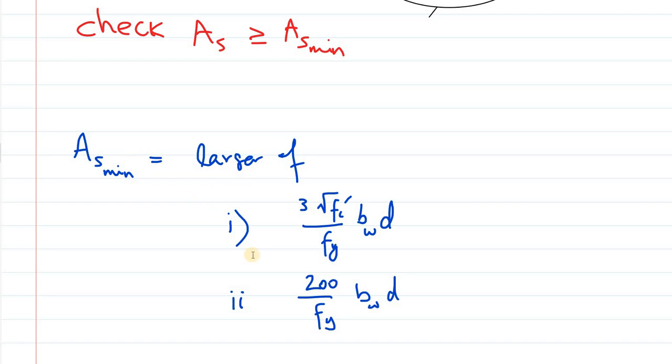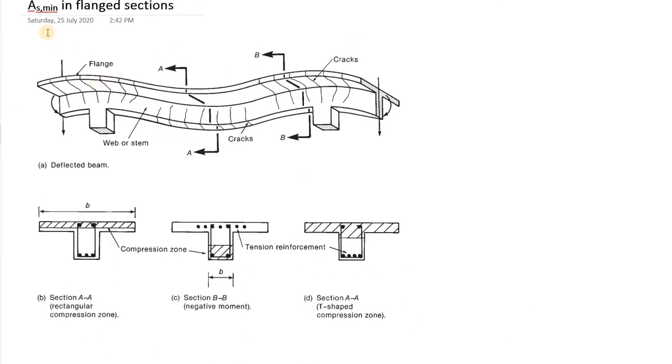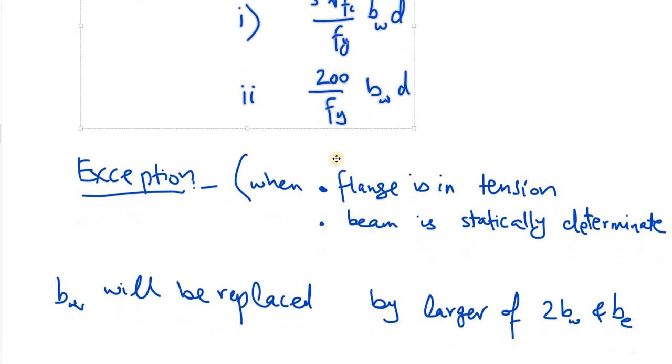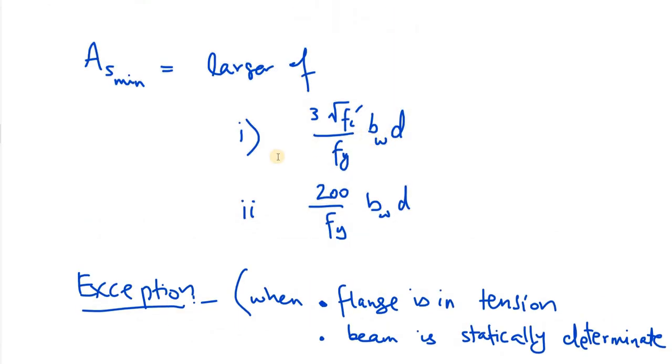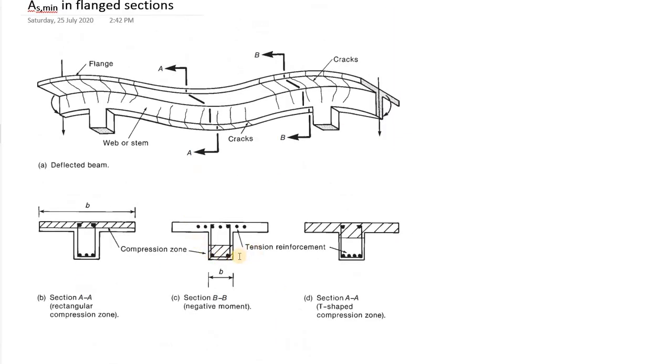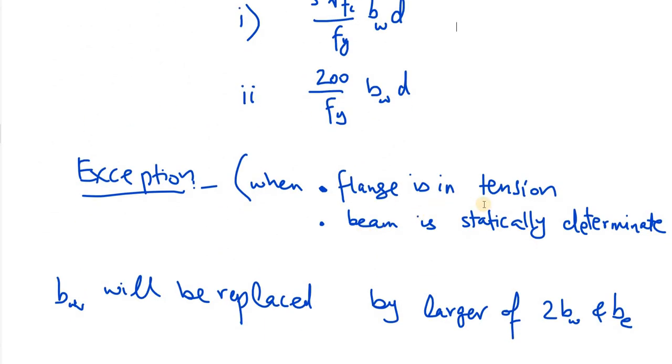Yeah, this is the AS minimum. These are the main AS minimum expressions, so the larger of these two has to be taken. We have discussed this BW when we were discussing AS minimum in flange sections. We discussed that BW will be taken equal to the given BW, except in this case when the flange is in tension and the beam is statically determinate.